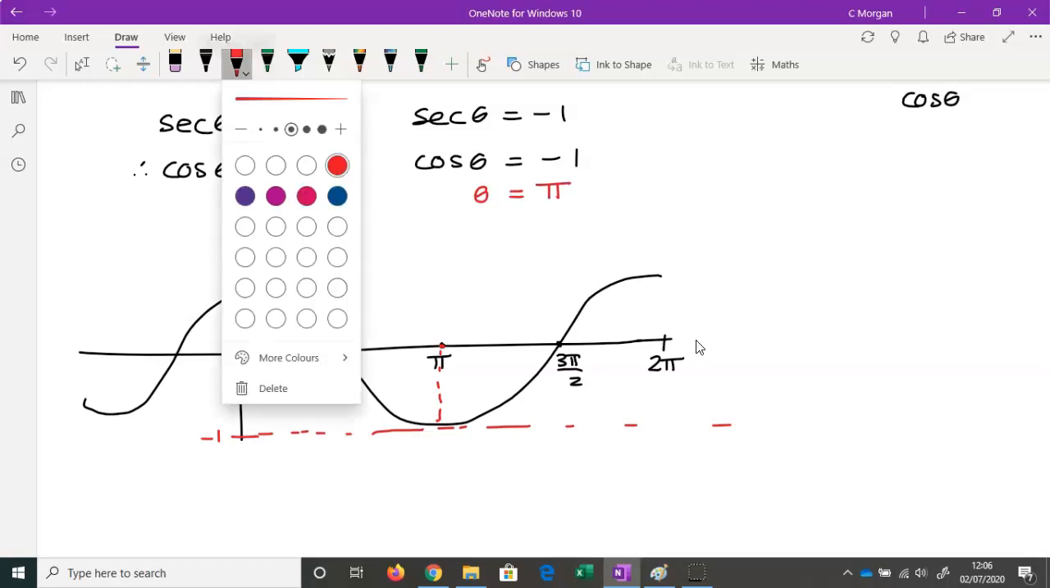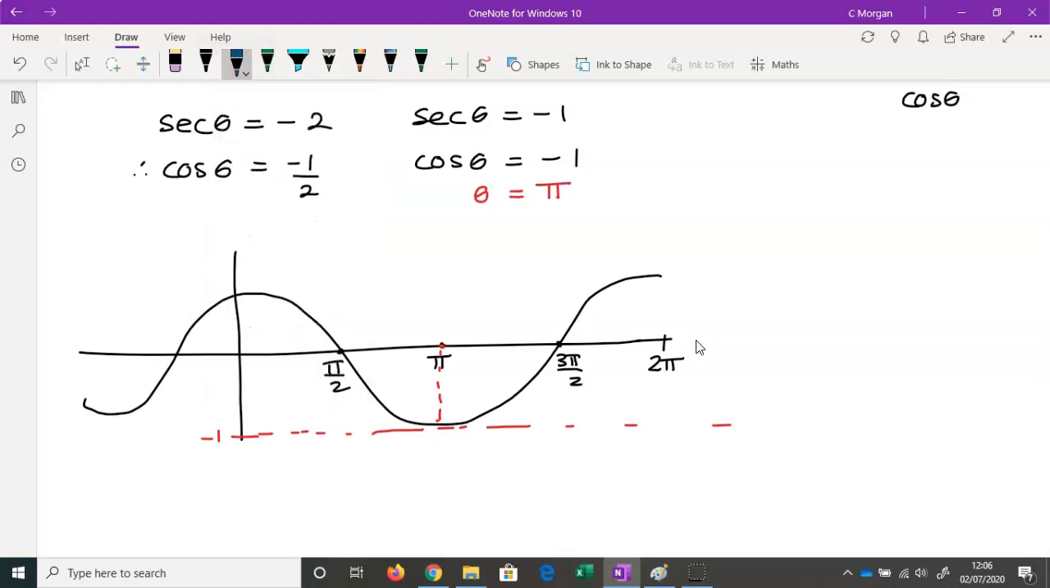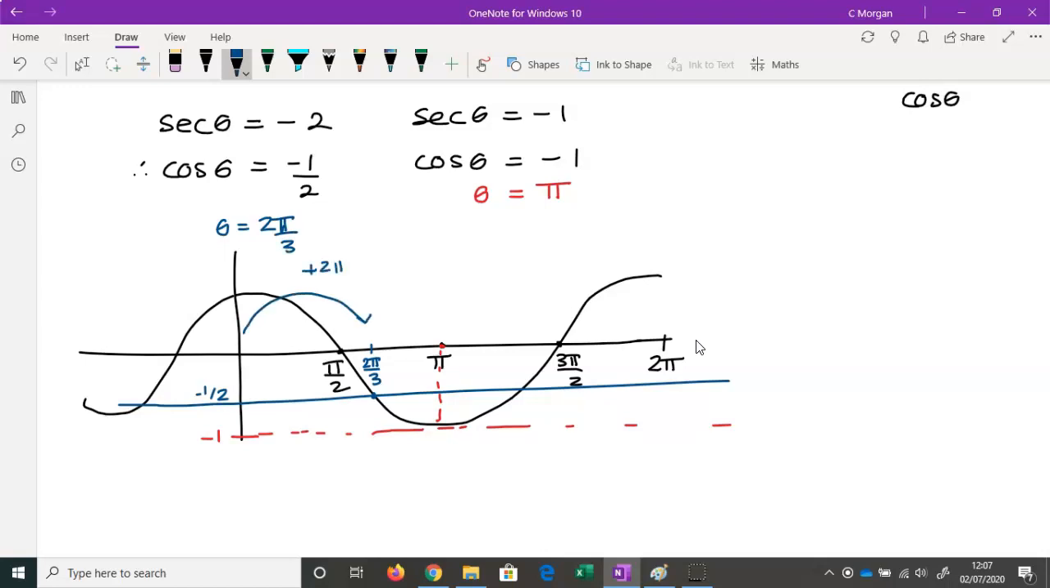Now if I'm looking at cos theta is negative 1/2, I'd like to look for negative 1/2 somewhere down here. So negative 1/2 is there. If I do shift cos of negative 1/2, it gives me the first answer, which is 2 pi over 3, which is quite nice. So I'm going to write down that theta is 2 pi over 3, and remember that's a distance from 0.